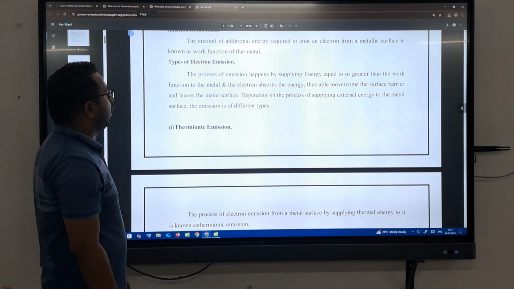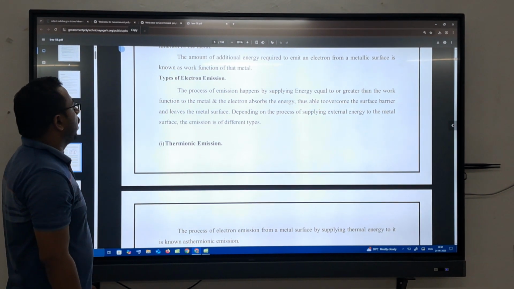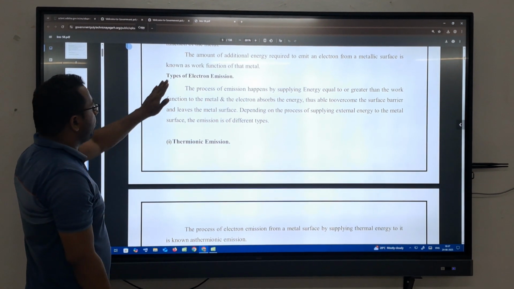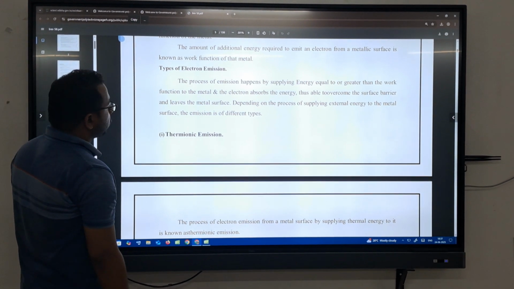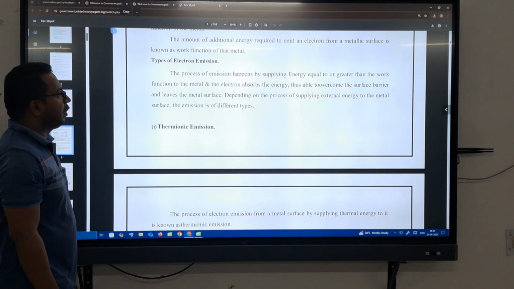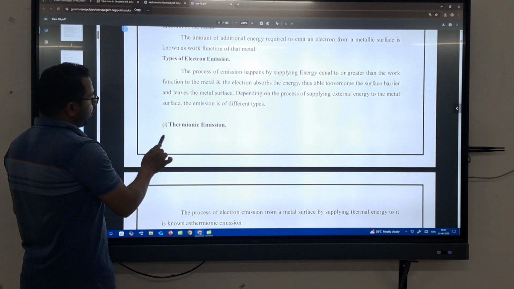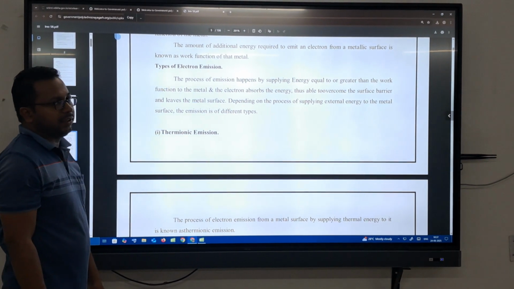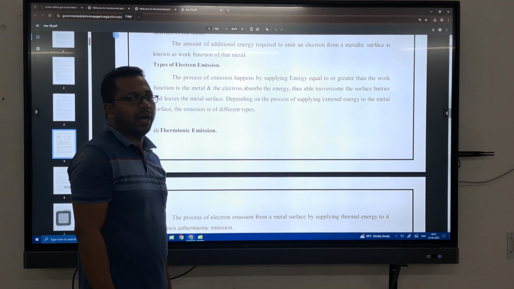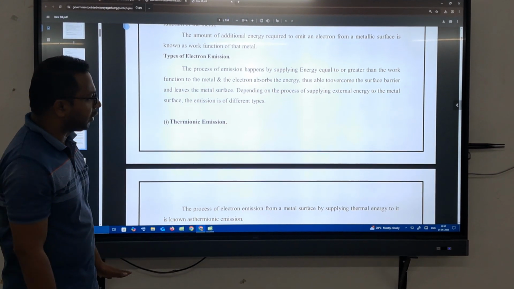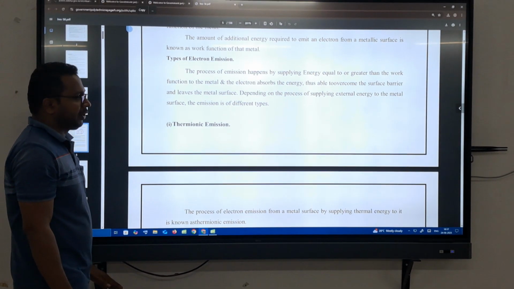Last class we have studied the electronic emission. So now we will study the types of electronic emission. There are four types of electronic emission. One is thermionic emission, second is secondary emission, third is field emission, and fourth is photoelectric emission.